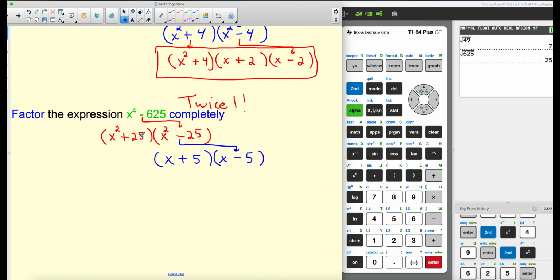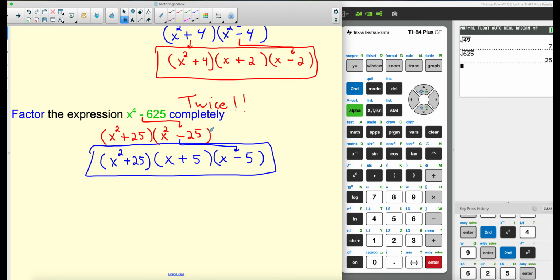Can x squared plus 25 be factored? Absolutely not, because of the plus sign, so it just comes down. You copy it exactly as you see it. It is not illegal to copy, guys. Final answer: x squared plus 25 times x plus 5 times x minus 5. Ladies and gentlemen, that is factoring completely. Let's look at some more problems.